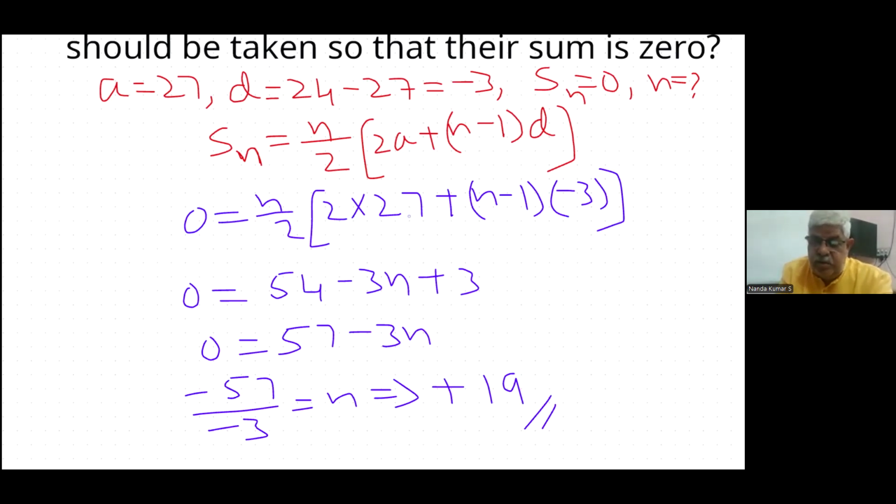Now n by 2 you shift to the right hand side, it will become 2 by n. 2 by n multiplied by 0 is 0 only. Equals 27 times 2 is 54. Minus into plus is minus 3n. Minus into minus is plus 3. Now 54 plus 3 gives you 57. Shift to the left hand side: minus 57 divided by minus 3 gives you n, which can be written as minus into minus is plus, 19 3s are 57. Therefore, the number of terms is 19.